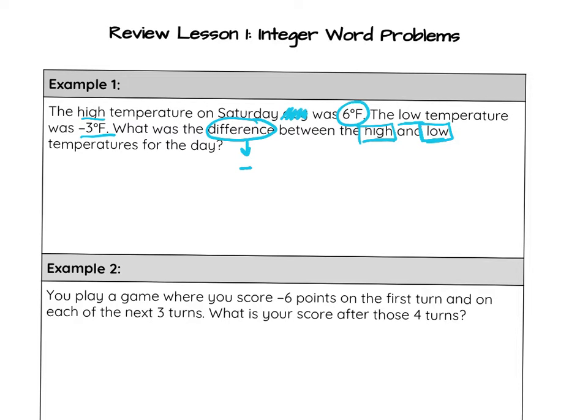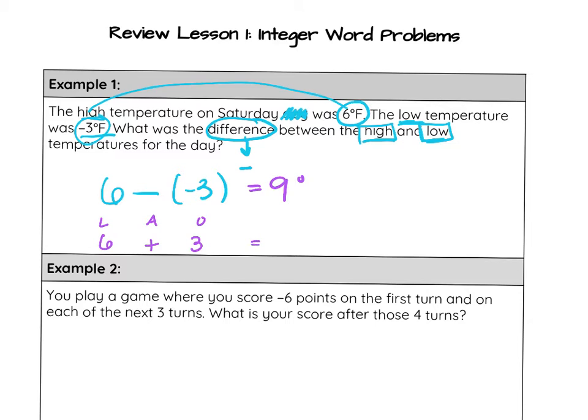The high temperature was 6, so 6. Then the subtraction becomes difference. The low temperature was -3. So 6 minus -3 would give us 9 degrees. I know that because of the rule, leave, add, opposite, or LAO. I would leave 6 alone, change subtraction to addition. Opposite of -3 is 3. It becomes 6 plus 3, which we know is 9 degrees.